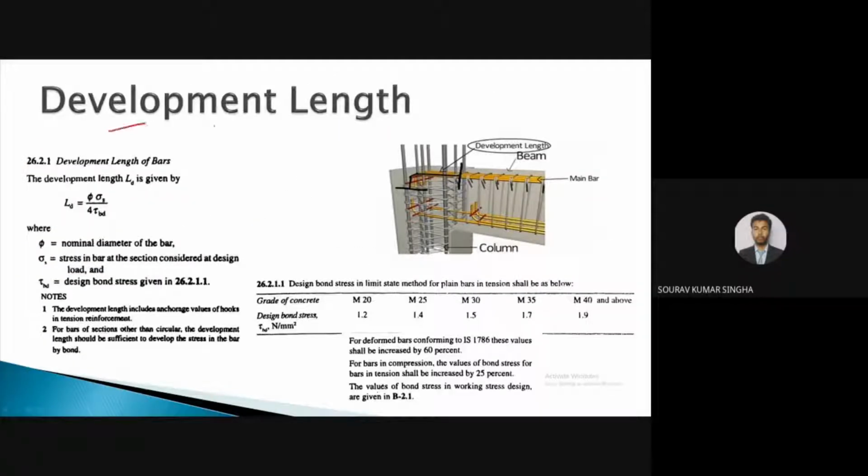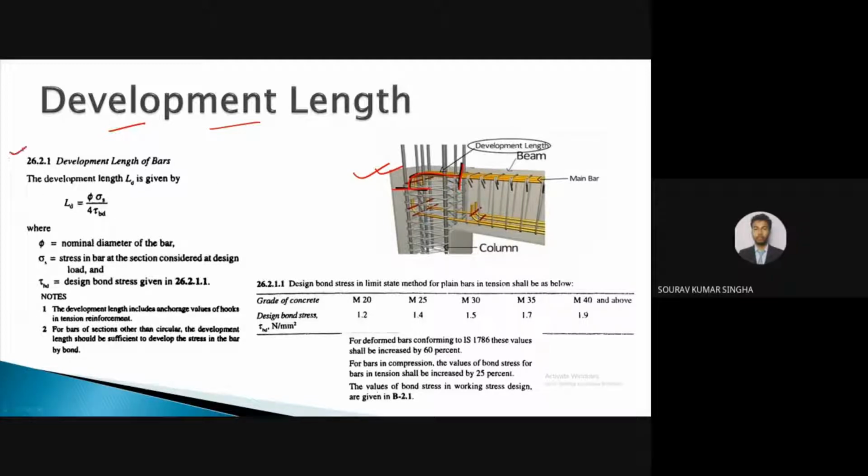Look, this is the development length, and here in the diagram you can also see this black marked portion. This is the LD value that goes inside the column. This is the portion of the beam, but it goes inside the column, and this total length is the LD. This is the development length. And how can we determine the value of this development length?